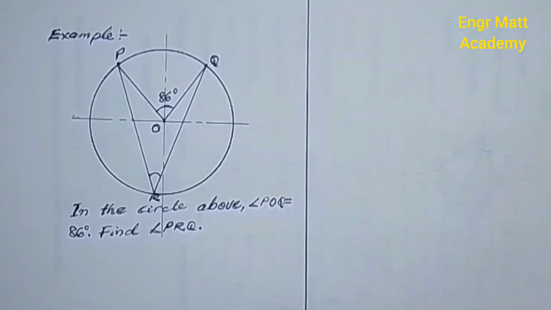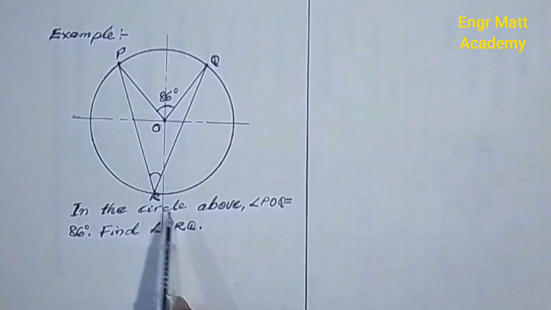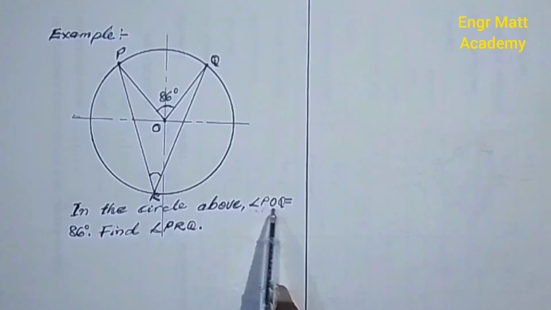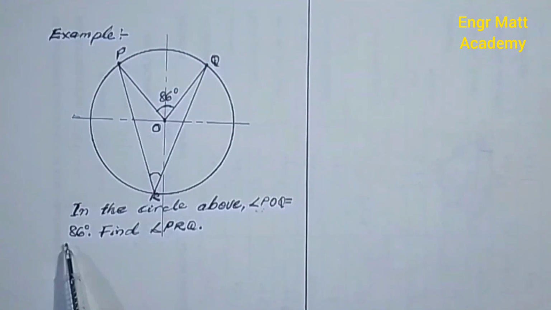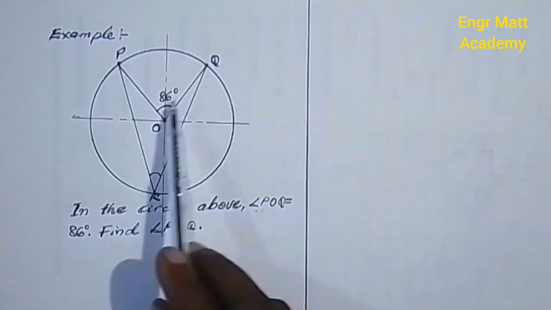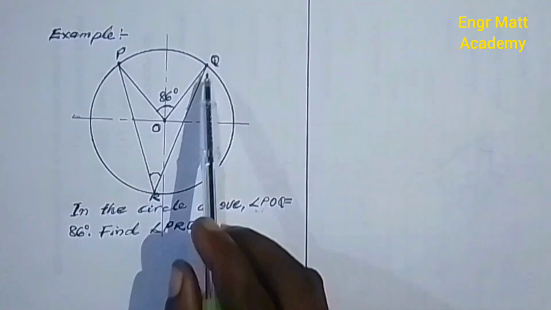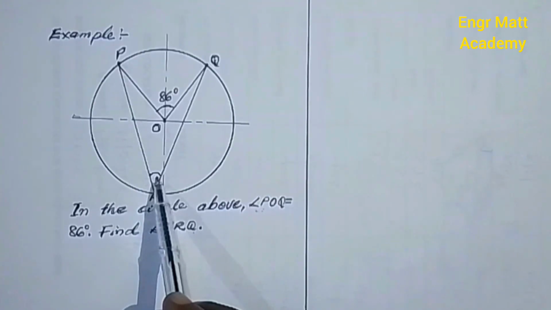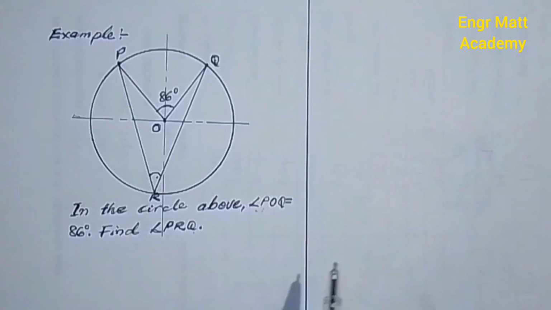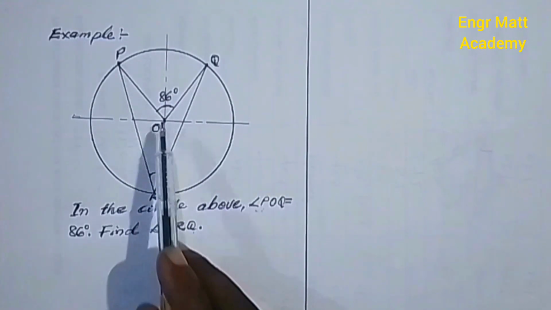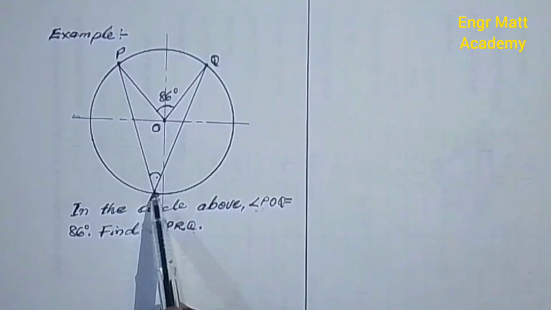This is the example here. It says in the circle above, angle POQ is equal to 86 degrees. Find angle PRQ. Now this is angle POQ, 86 degrees. And this is angle PRQ, the angle at the circumference. Remember Circle Theorem 1. It says that the angle at the center is twice the angle at the circumference.